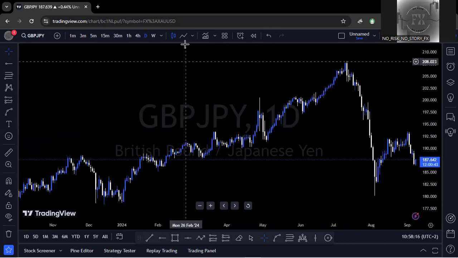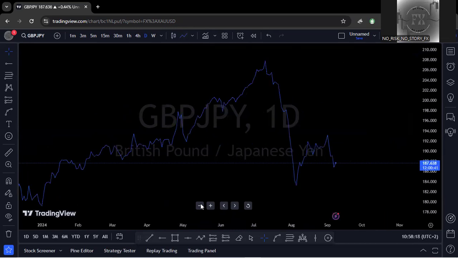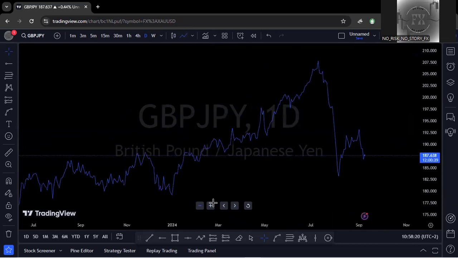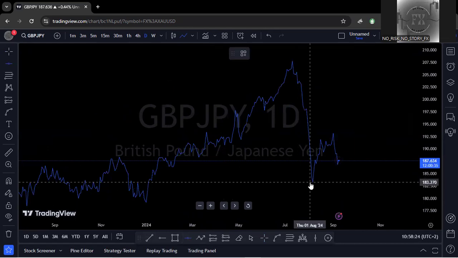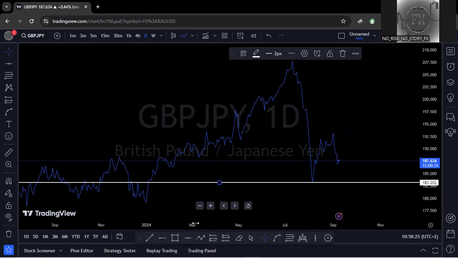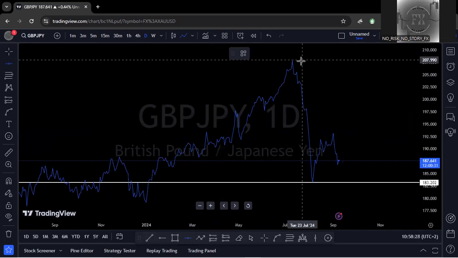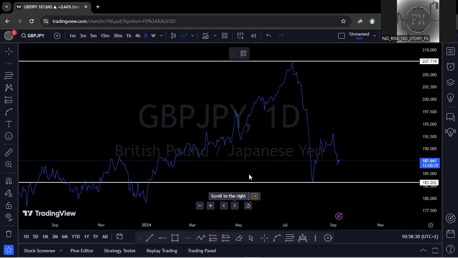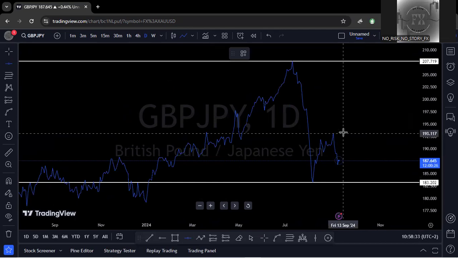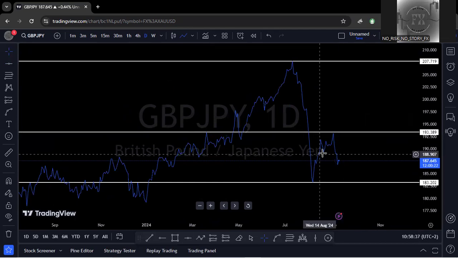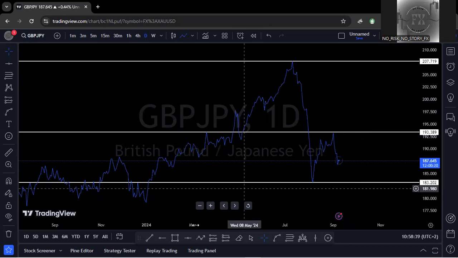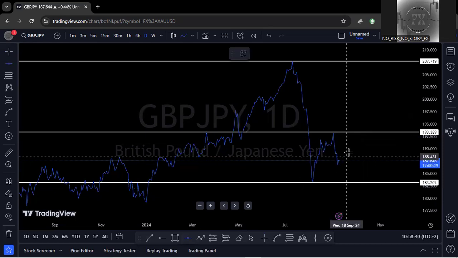On my daily time frame, I like to go to my line chart so that I can remove all the noise. So I would like to mark out my lowest point and my current highest point. I also like to highlight my areas where the market touches and reacts the most. So this is it, and I also like to mark out this area here.